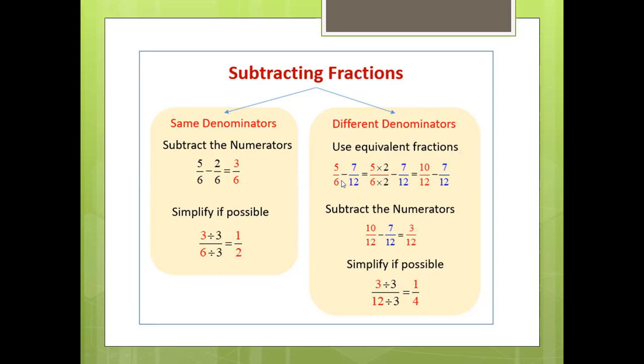So we have here 5 over 6 minus 7 over 12. So we have to find their LCD, which is 12. 5 times 2 is 10 and 6 times 2 is 12. So 10 over 12. By finding this equivalent fraction, they have the same denominator, so let's subtract the numerators. 10 minus 7 is 3, and we keep the same denominator, which is 12, and we are going to simplify this if possible. So we now have our answer, which is 1/4.